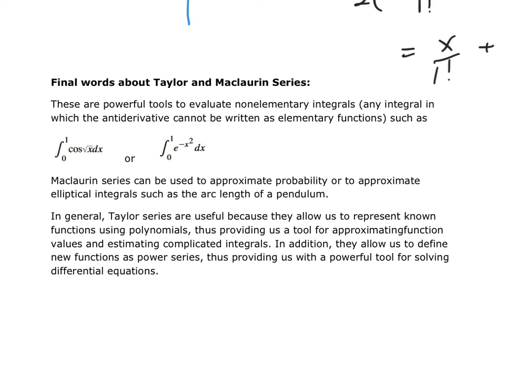This is the end of the Taylor-Maclaurin series, our power functions for now. We're going to put this to bed for now, and we will see you in parametric equations next.